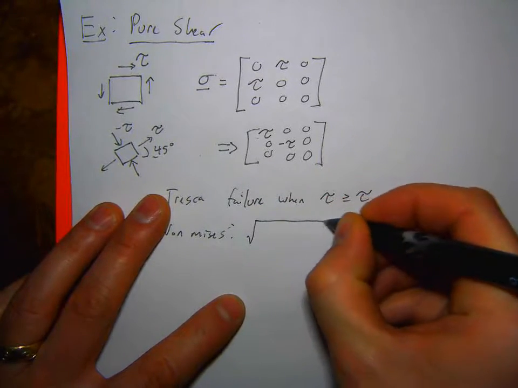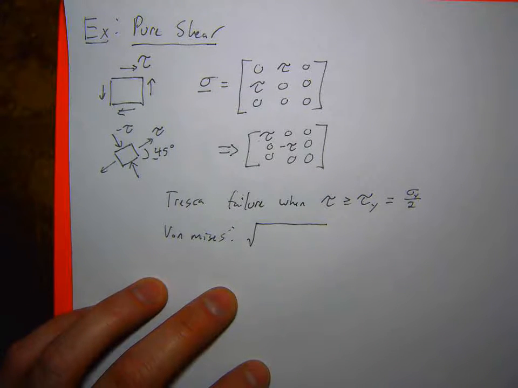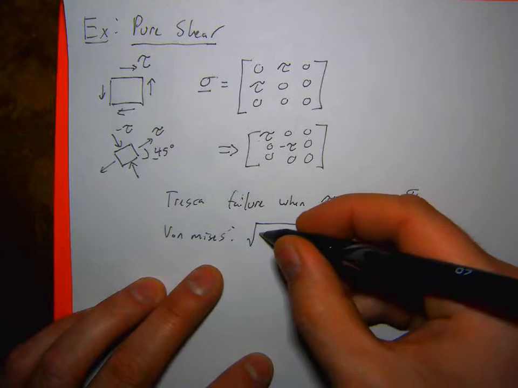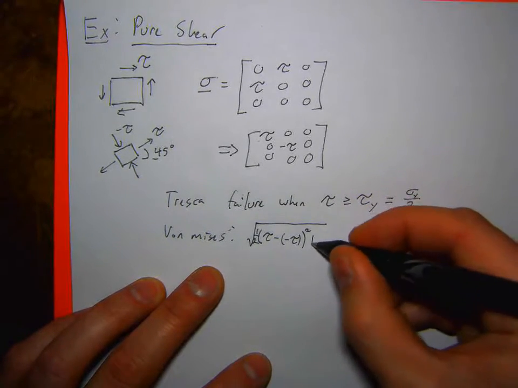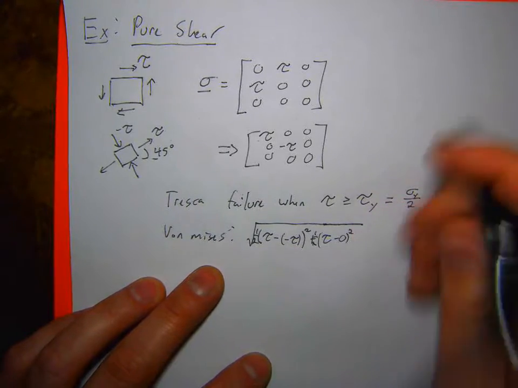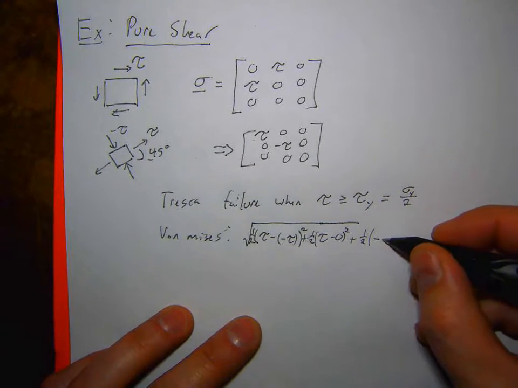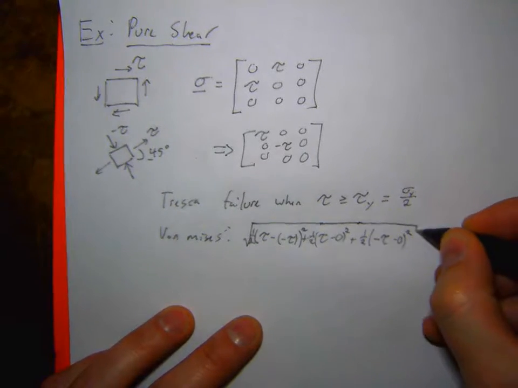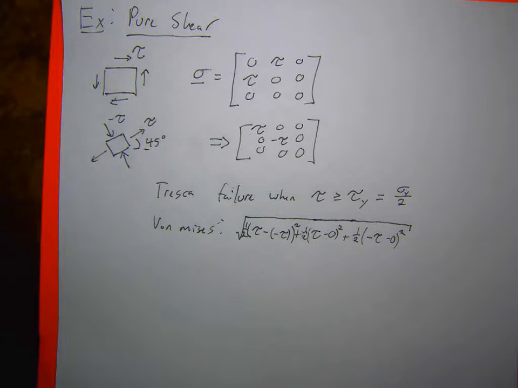This is the square root now of, I'm just going to use this tau from the formulation. I didn't actually rewrite that one down, so I'll use this one. So I can say 1/2 of tau minus negative tau, squared, plus 1/2 of tau minus 0, squared, plus another 1/2 of negative tau minus 0, squared. If I were to plug everything back in, what I end up with is a 5/3. Why do I end up with a 5/3 there? What I should end up with is a 3 tau squared.